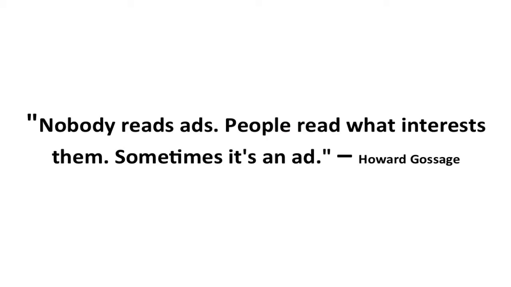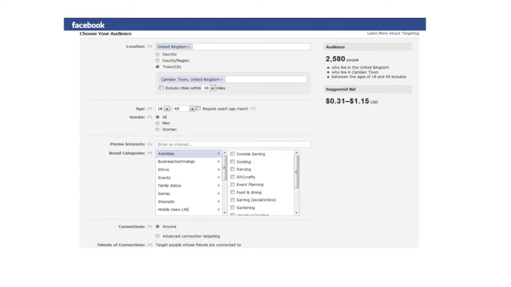Now, a little quote here from Howard Gossage: "Nobody reads ads. People read what interests them. Sometimes it's an ad." Like I was saying, Facebook advertising is all based around people's interests. So first off, you can target people based on their countries. I recommend going after all the English-speaking countries: United Kingdom, United States, Australia, Canada, New Zealand, Ireland, these types of places. Next, you can set your age range.